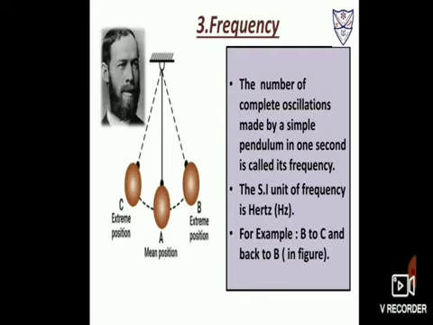Next is frequency. The number of complete oscillations made by a simple pendulum in 1 second is called its frequency. So here again see the figure, B to C and again back to B. In 1 second how many times is the bob completing oscillation? That we are saying frequency. The SI unit of frequency is Hertz and it is named after the German physicist Henry R. Hertz. You can see the image on this slide.